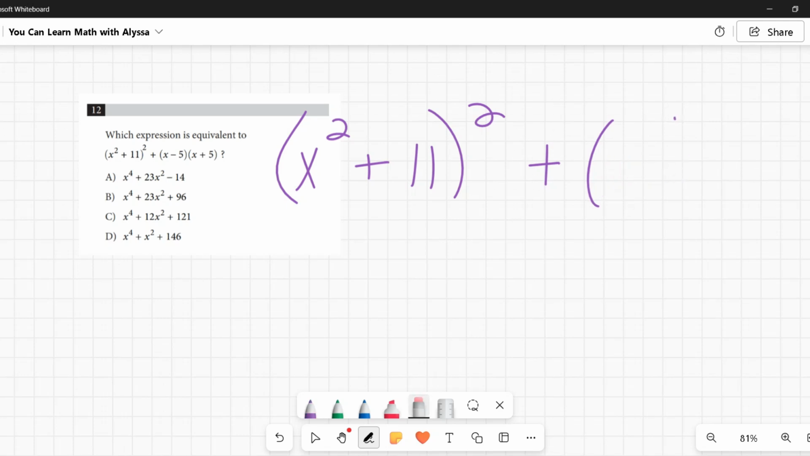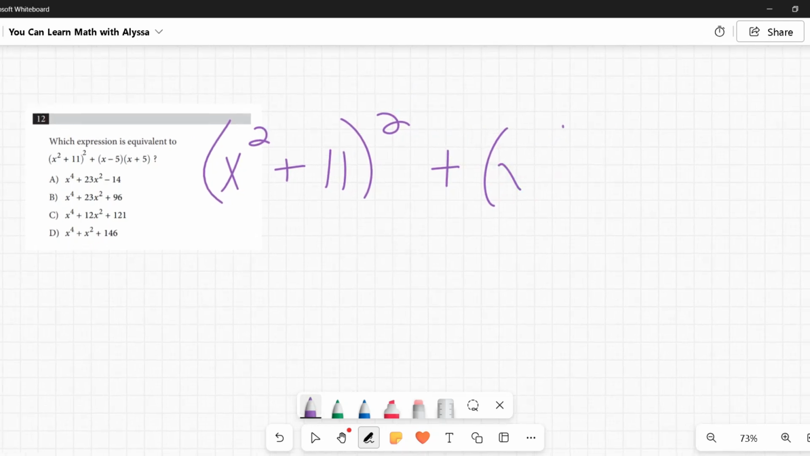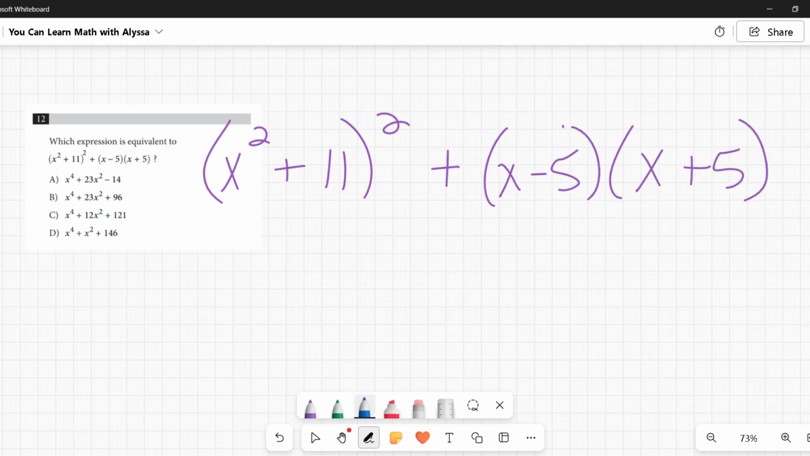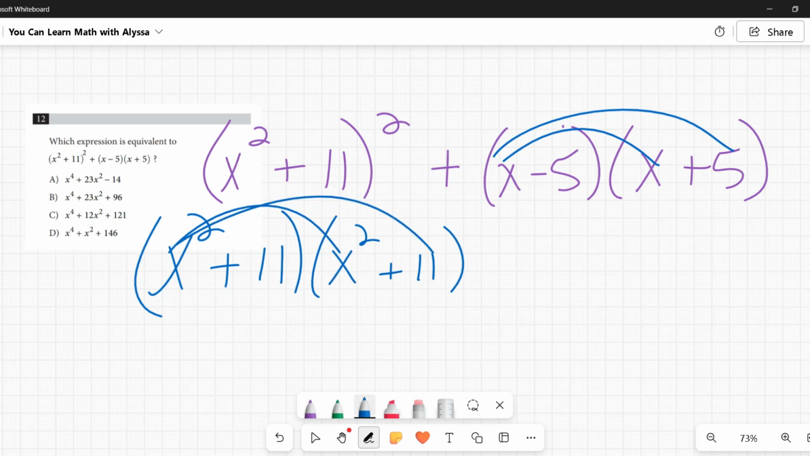Whoa, stylus went really wonky there. x minus 5 times x plus 5. Now, there is no harm, no foul in using FOIL and distributing and doing the same up here, writing this out as x squared plus 11 times x squared plus 11, and then using FOIL, distributing that way. You'll get the right answer, you'll get the right terms.